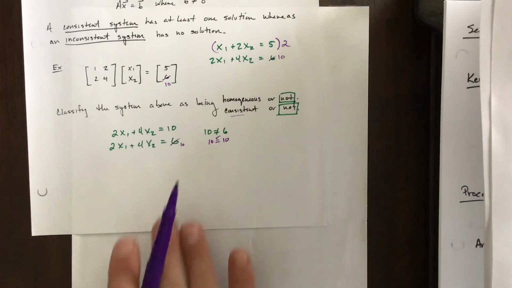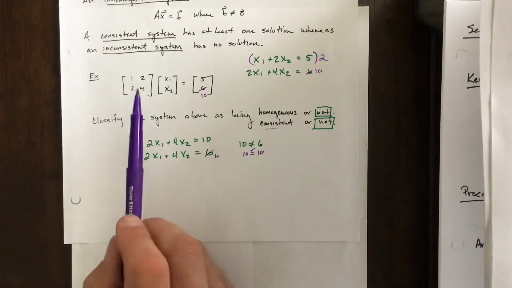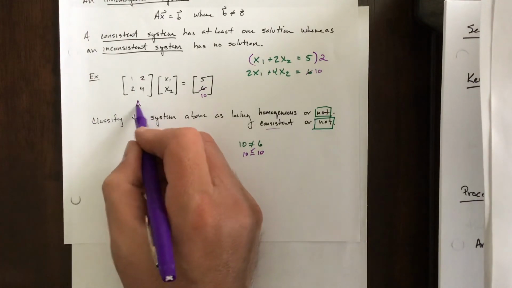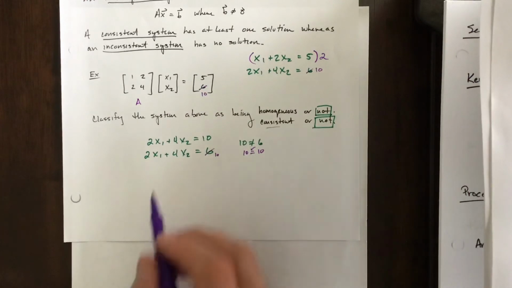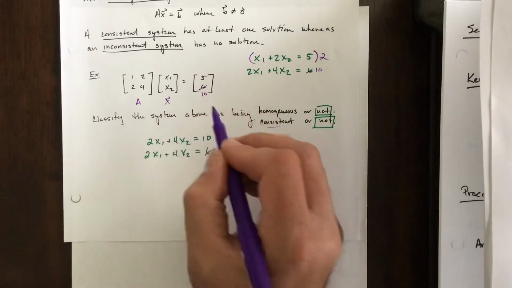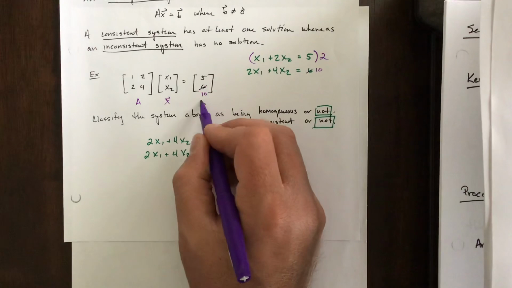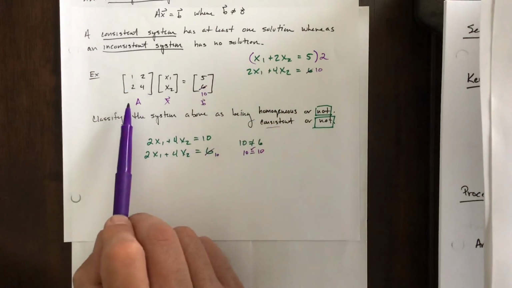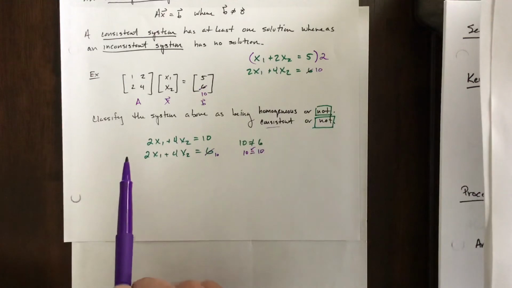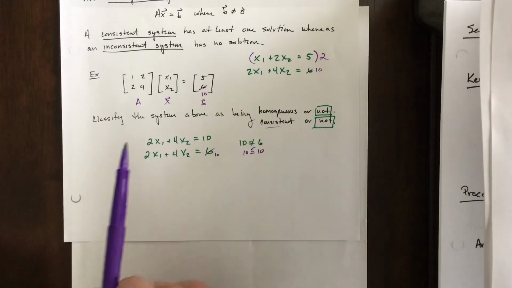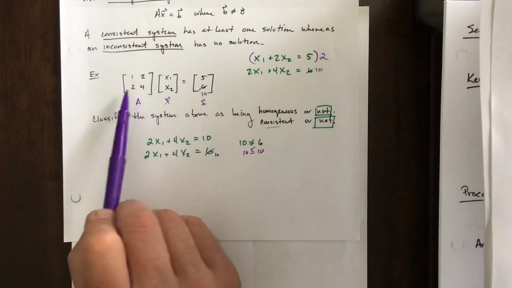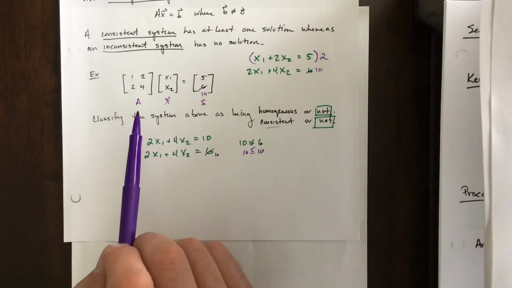Can you think of another way of making the system consistent? Here's a hint. Look at the relationship between the rows of the coefficient matrix. We usually refer to this as the matrix A. And this is X, the unknown vector or matrix, and B is the resultant. Look at the relationship between the rows of A, 1, 2, and 2, 4. It's not a coincidence that row 2 is twice row 1.